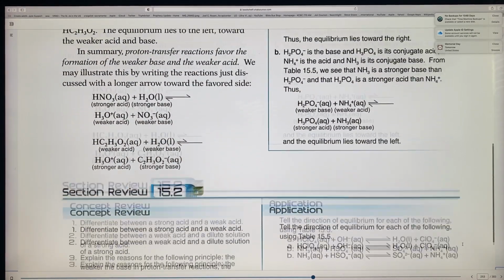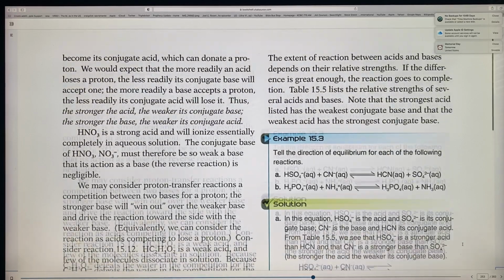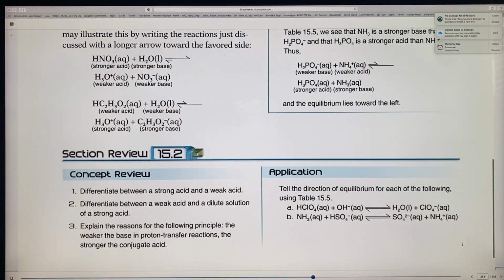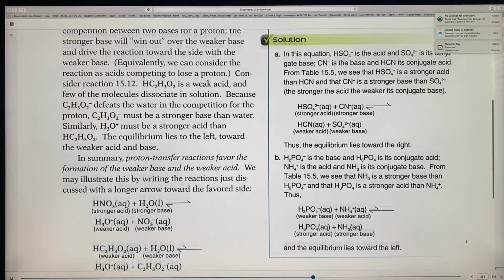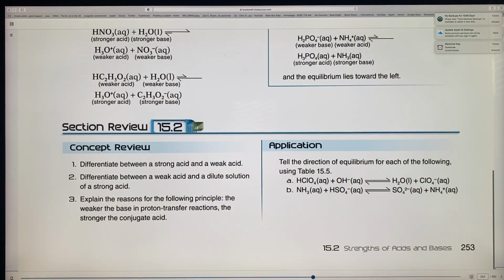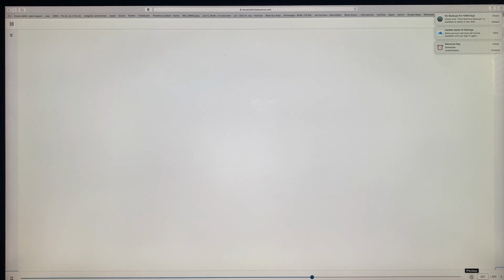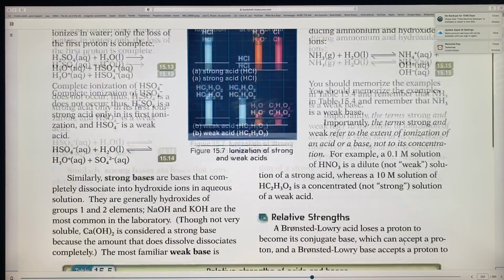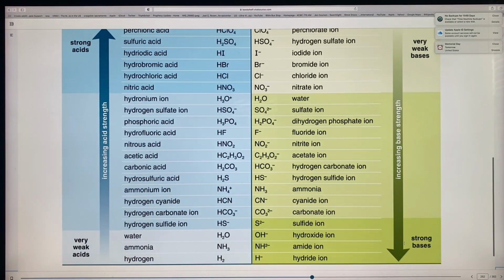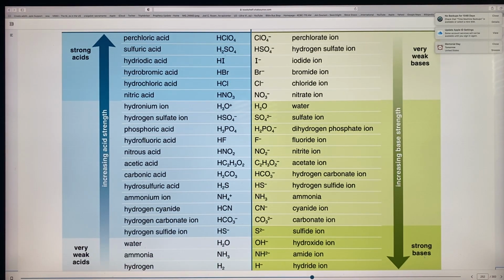Table, what's it say? Table 5. Let's look back at that table. Oh, we looked at that table already. They're talking about this table here. And my battery's getting low here too, so we better get done with this quickly. Talking about this table as to find out which are weaker and stronger.